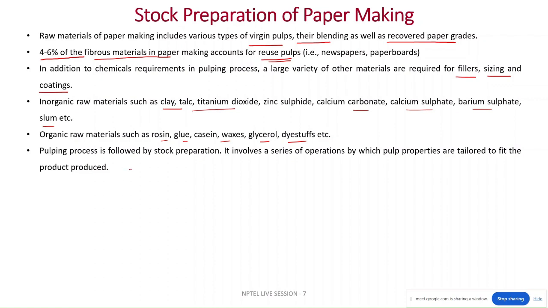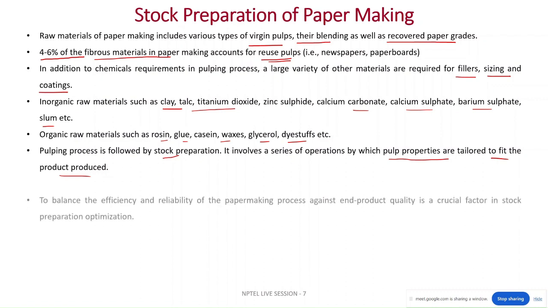So this pulping process is followed by stock preparation. We have already taken the pulp out of the various fibrous material. After the pulping process, we have to prepare the stock for making the paper. It involves a series of operations by which pulp properties are tailored or tuned to fit the product produced as per the desired quality or finishing.